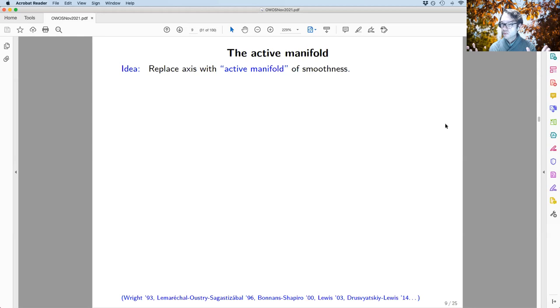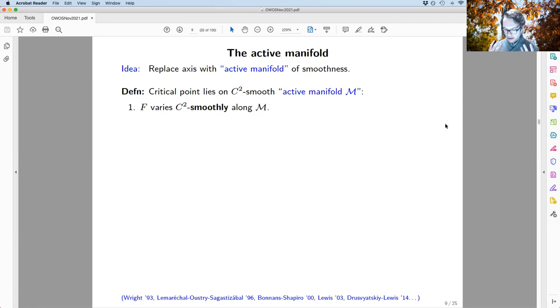In this case, what we'll call an active manifold of smoothness. And we say that a function has an active manifold of smoothness if within the domain of the function, there's a manifold, the function varies smoothly along the manifold, and in the directions normal to the manifold it is growing sharply. So it has that sort of V-like structure. And what I'm showing here is a generalization of the lower bound on the gradient norm to non-smooth functions, using a generalized gradient of the weakly convex function class.